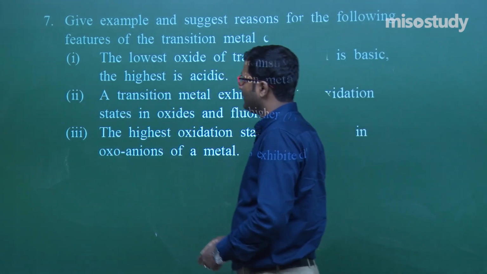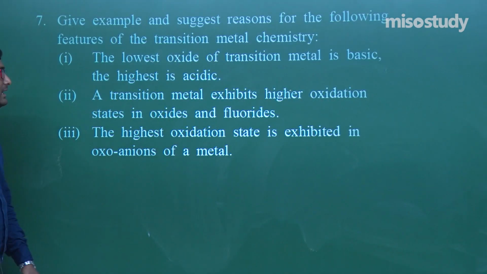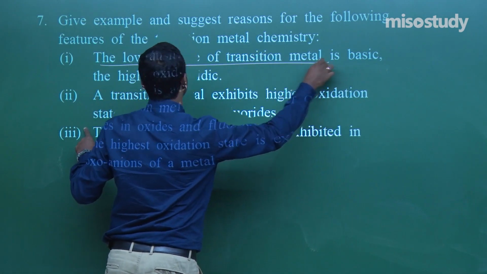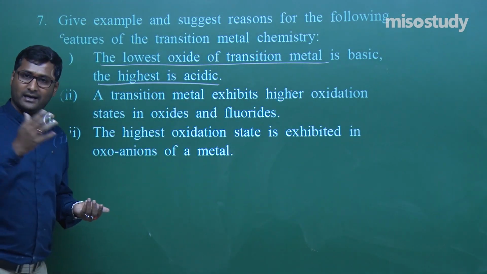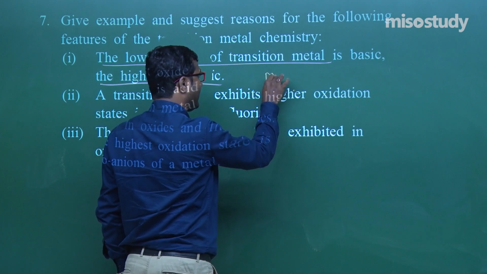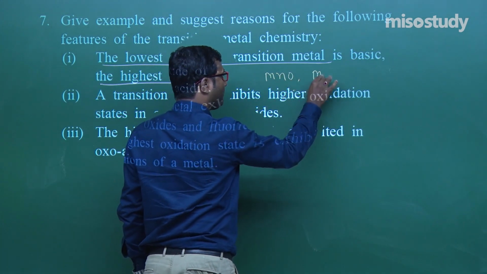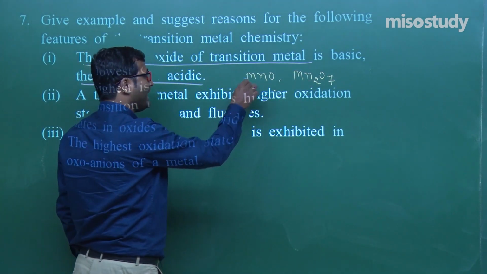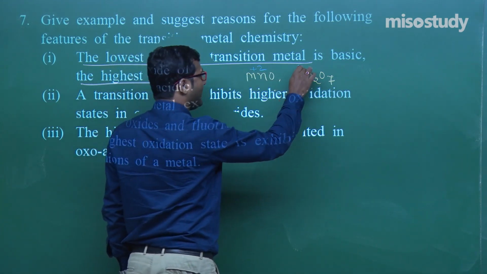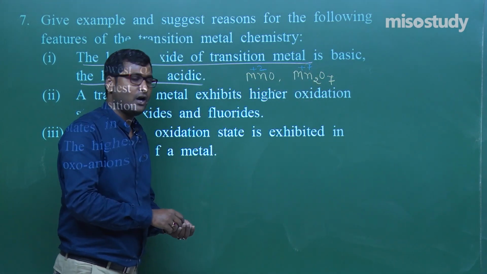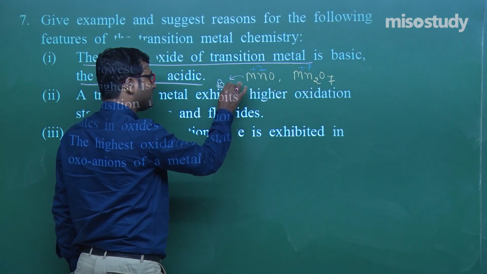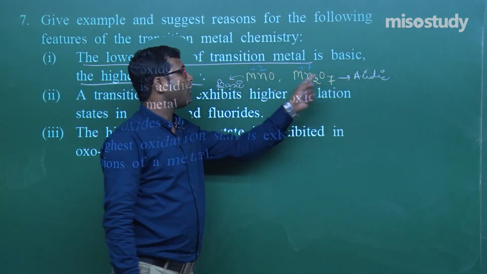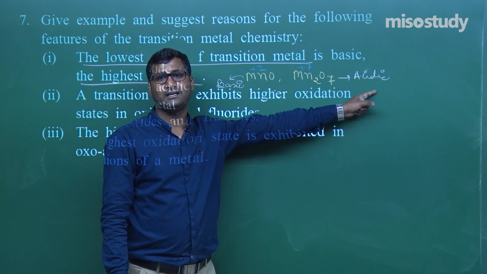Question number 7. This is a very easy and descriptive question. The lowest oxide of a transition metal is basic and the highest is acidic. As we know, if I write here MnO and Mn2O7, here Mn is in the plus 2 oxidation state and here Mn is in the plus 7 oxidation state. What do we observe? This one has basic nature, but this one, my friend, has acidic nature. It says that if the oxidation state increases, the acidic nature increases.